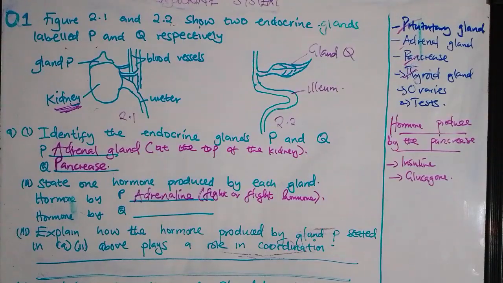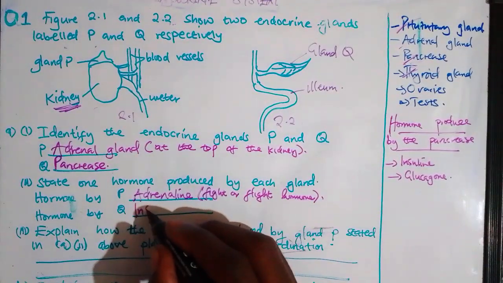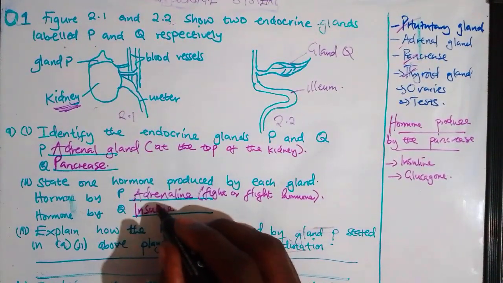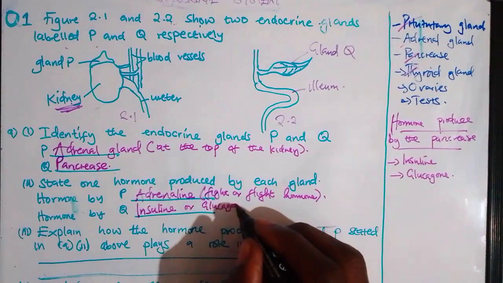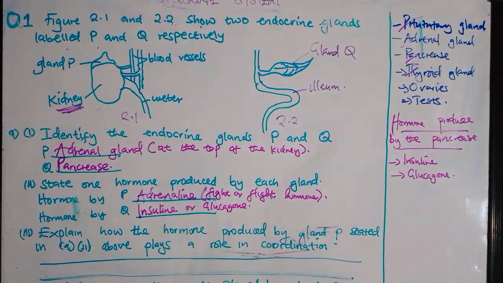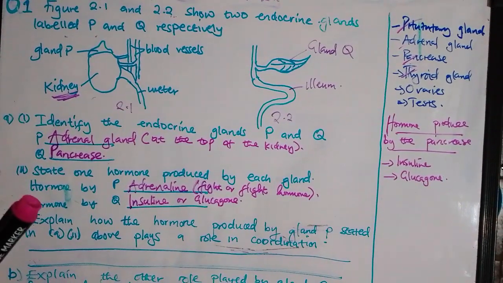So for the hormone produced by gland Q, which is the pancreas, you can either say insulin or glucagon. Here, don't put 2, just go with the one which you remember. If you remember insulin, put insulin. If you remember glucagon, put glucagon. Moving on to our question 3.